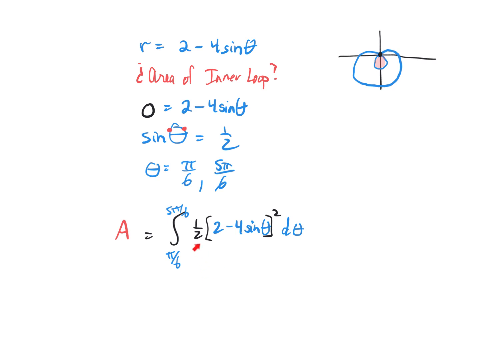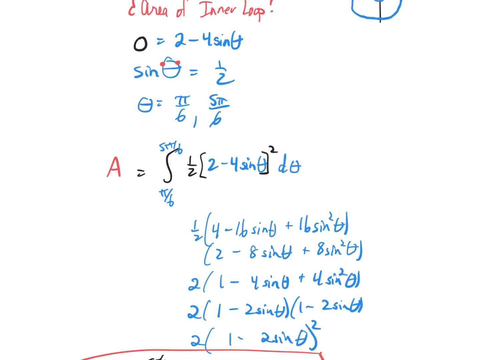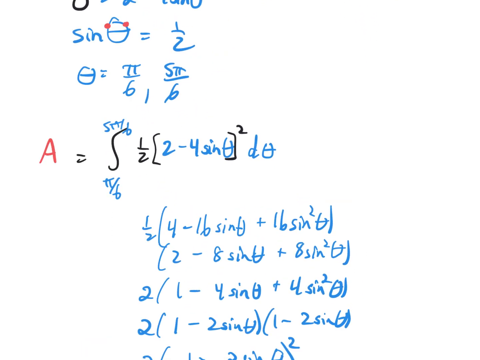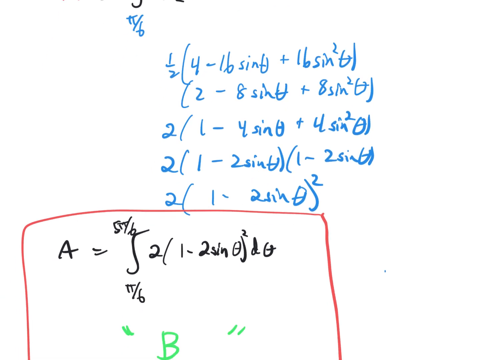This will be the area, 1/2 radius squared d theta, from pi over 6 to 5 pi over 6. Of course, that's not one of the answer choices, so we need to do some algebra, maybe expand this binomial, and then distribute the 1/2, maybe factor out the 2. However you do it, it becomes factorable in the end, and this is equivalent to answer choice B.